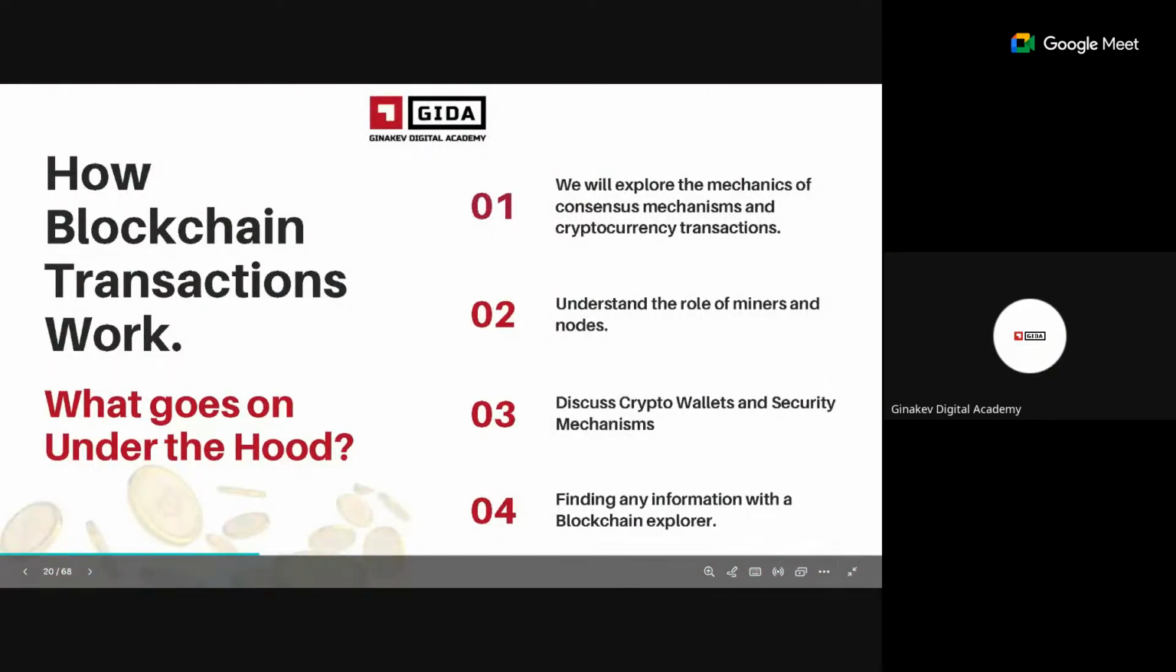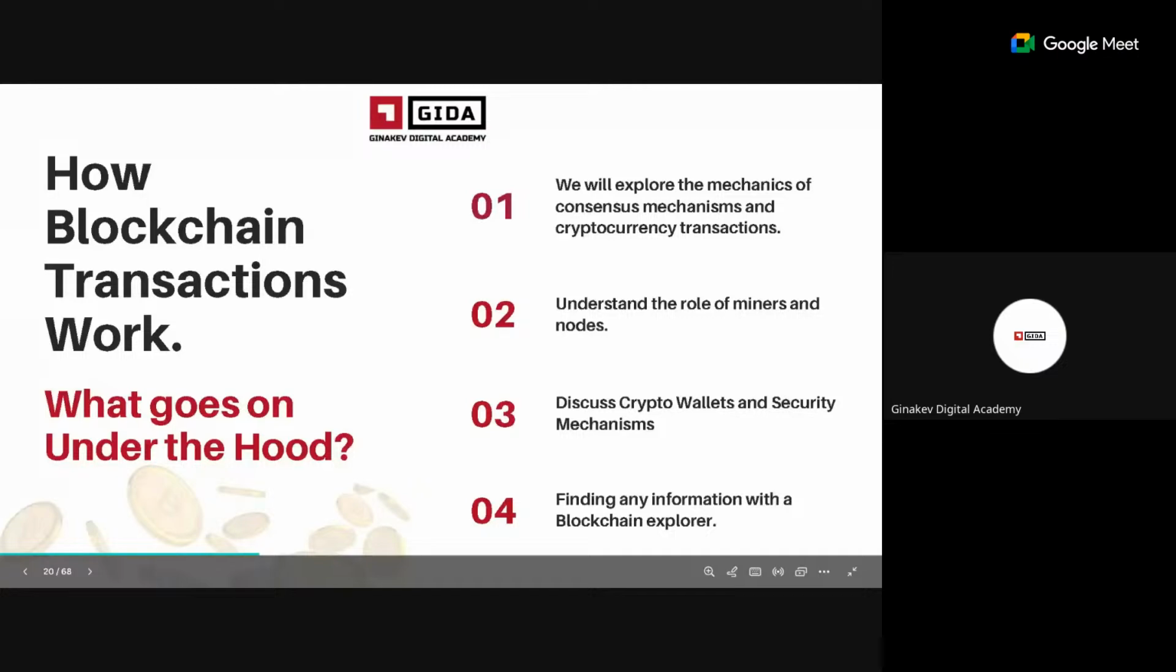So this is what we'll be exploring today: how blockchain transactions work. So when I send money to you using the blockchain, what goes on under the hood? How does it work? Is it that the money will just disappear from my wallet and appear in your wallet? So this is about understanding what goes on behind the scenes.